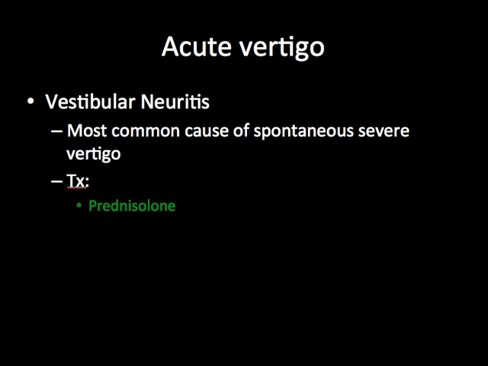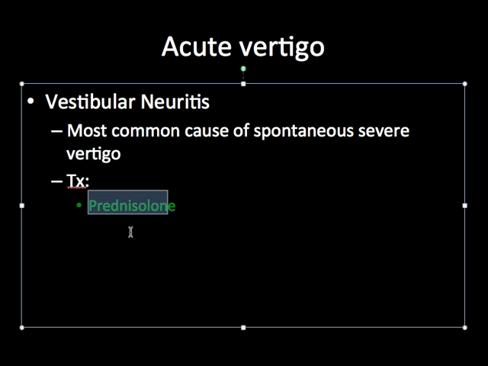Okay, so one of the most common reasons for acute vertigo, something that has spontaneously occurred and is very disabling or severe for the patient, is vestibular neuritis. And I believe the herpes virus, I think, has something to do with it. The treatment for it is prednisolone.